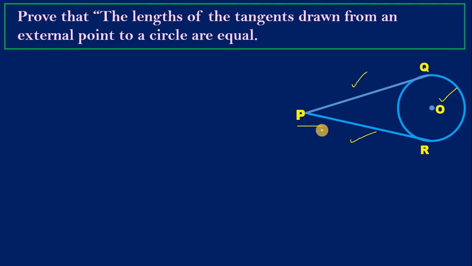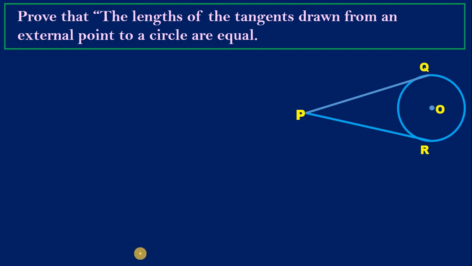P is external point. Now look at the theorem statement and try to understand the length of the tangents. Means the PQ length and the PR length drawn from an external point to a circle are equal. Means PQ length will be equal to PR length. That is what we wanted to prove here.